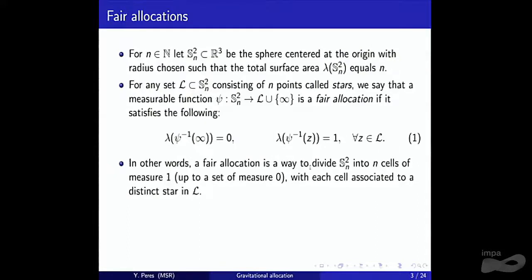It's not the square of anything. It's just a two-dimensional sphere of area n. And so we're going to have L, a set of n special points. We'll call them stars or centers. And these stars will induce some partition of the sphere, which is given by this function psi. So psi will map the sphere to the set of stars, with some measure zero set thrown to infinity. But almost all points on the sphere will be mapped to a star, and the pre-image of every star will have the same area. So that's what's called the fair allocation.